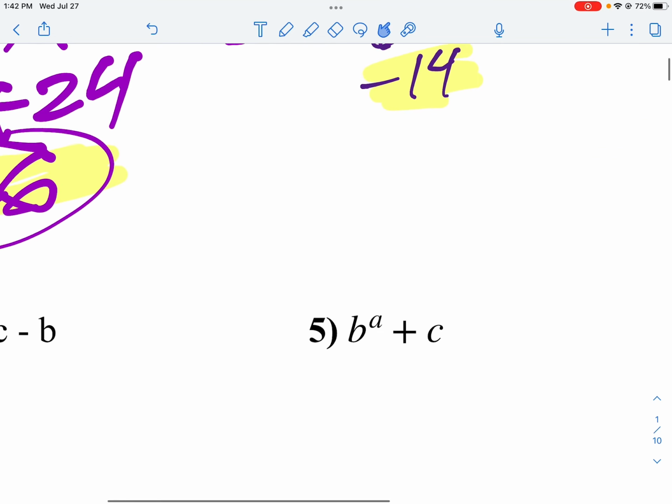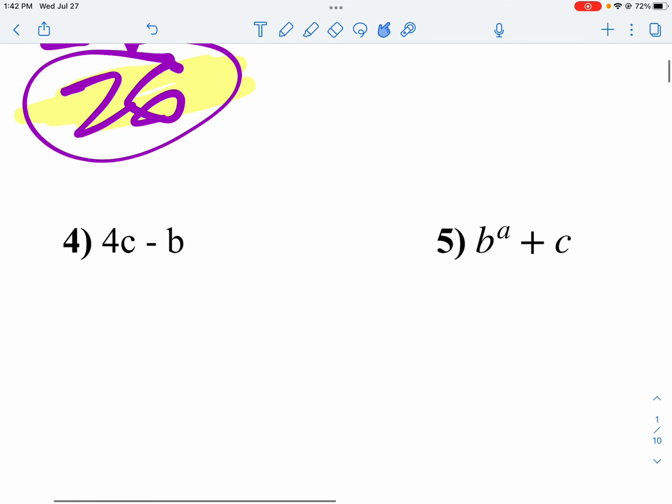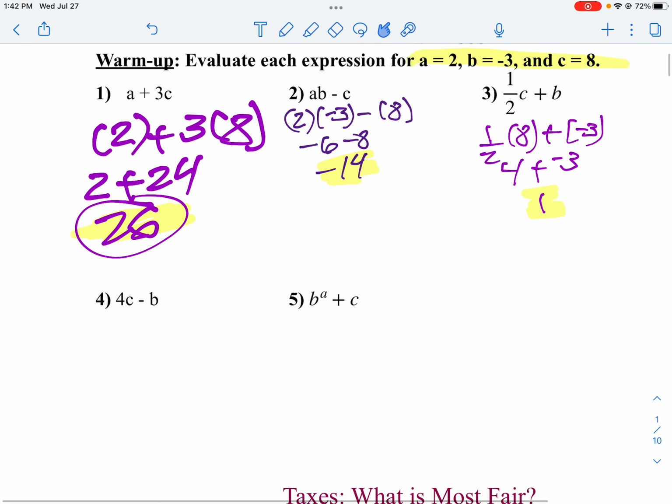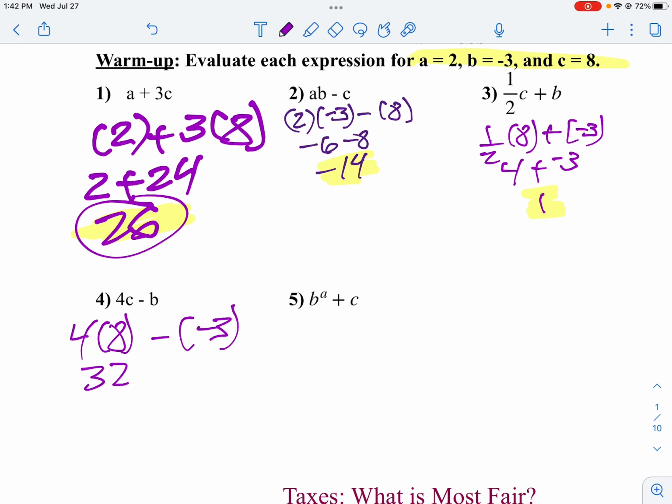Let's take a look at number 4. I'm going to make this a little bit thinner so I can go back and see my numbers. So I got 4 times C, so I'll take 4 times 8 minus -3. Well, 4 times 8 is 32. When you subtract a negative, we're going to say plus, so plus 3 would be 35.